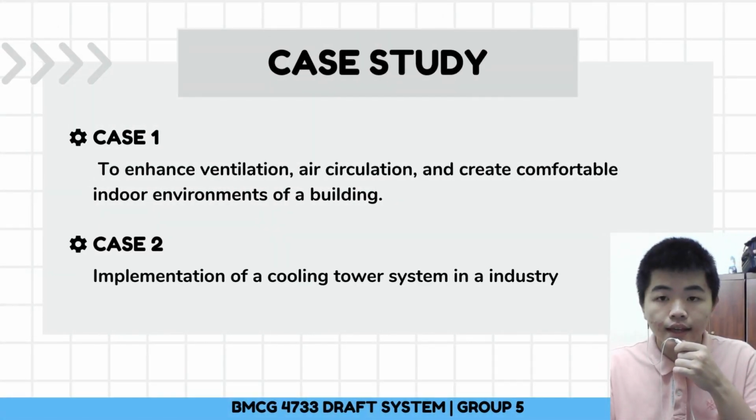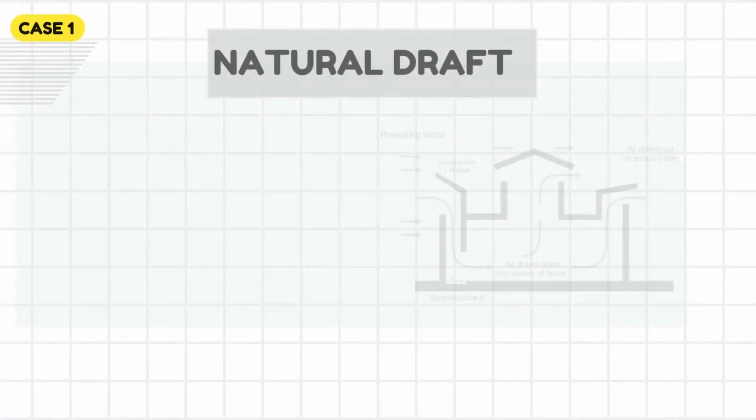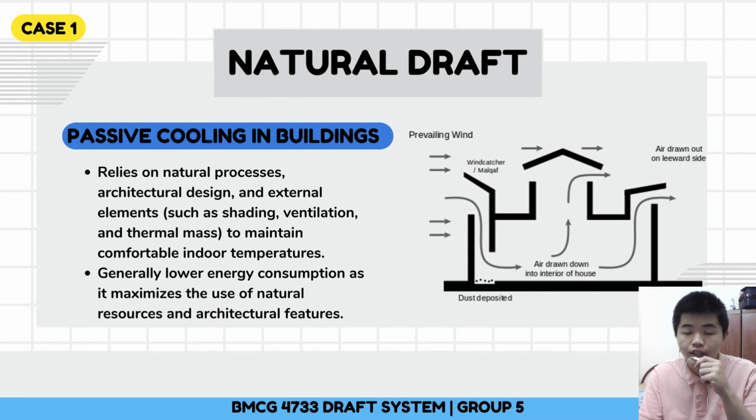For the case study and the application of the draft system, we will look at two cases. Case 1 is to enhance ventilation, air circulation, and create a comfortable indoor environment of a building, and case 2 is implementation of a cooling tower system in an industry. For the natural draft system, we can solve case 1 by using passive cooling in buildings. It relies on the natural process, architectural design, and external environment to maintain a comfortable indoor temperature.